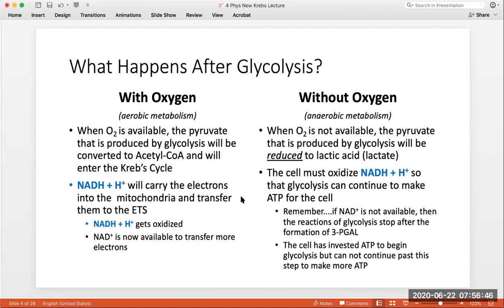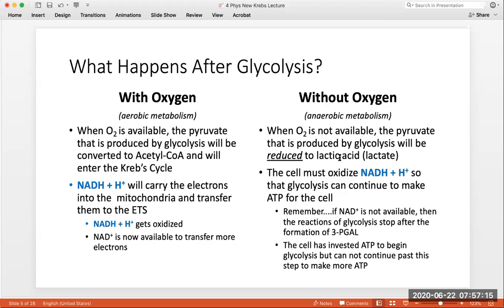Without oxygen, that means the cell has run out of oxygen, but cells have to have a way to continue to make ATP, because in order to keep themselves alive, they need ATP. So there has to be some mechanism to make ATP until the oxygen supply can be replenished to a cell. So what happens when oxygen is not available? When oxygen is not available, the pyruvate that is produced will end up getting reduced to lactic acid.